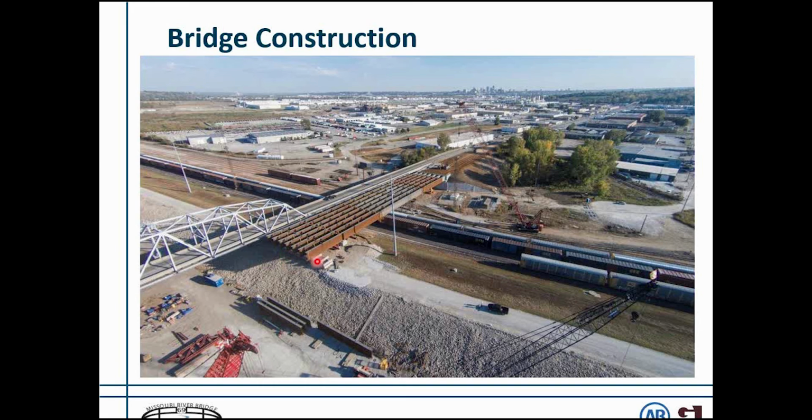And there was a lot of coordination with the railroad as far as closures. They'd have a day of closure, and they'd be able to place several plate girder segments at a time, and so they were able to fully coordinate with that and get the first span placed.